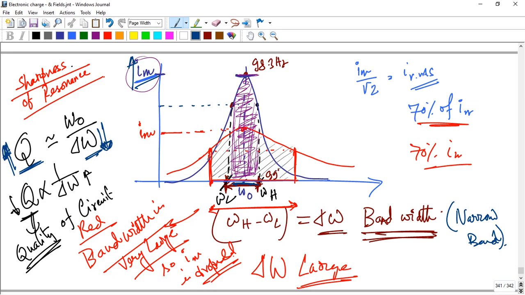That's very important. Why is the sharpness of resonance important? Clear? So now we discuss power in AC circuit and power factor.